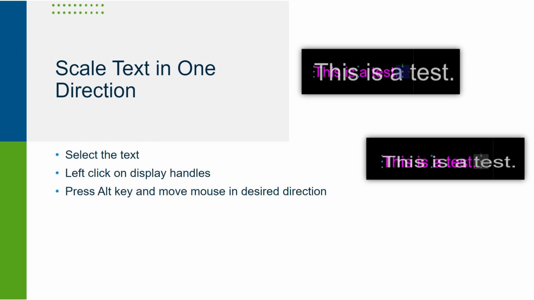The other thing that we get is how to scale text in one direction. When you're working with all these different scaling features, it's easy to get lost in the weeds, but this gives you a good tool to scale text in either the X or Y direction. It's kind of a hidden trick, but you've got to select a text with the element selection tool, then left click on one of those display handles. It's usually blue, and then tap the Alt key and then move the mouse in the desired direction. It's going to stretch your text in one direction. So that's a good tool to know.